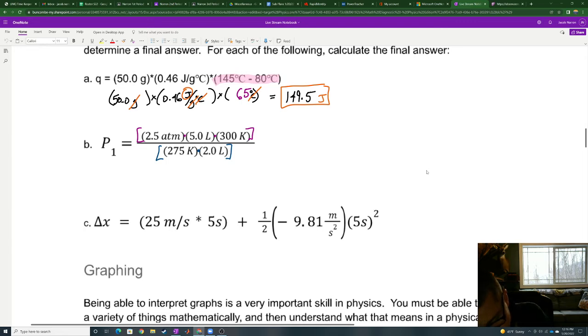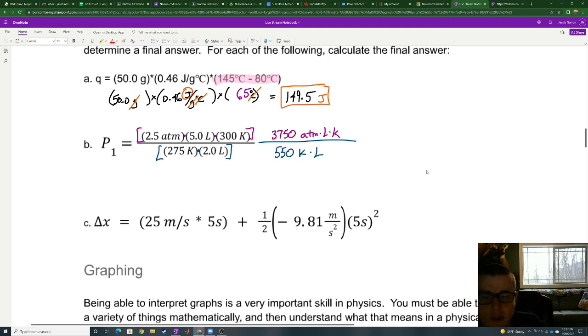And so in my numerator, I get 3750. And technically the units are this mess. Okay, there we go. So that's what I end up getting. In the denominator, I'm doing 275 times 2, right? And so I get 550. I maybe didn't need to type that in the calculator, but that's okay. So I get 550 K times L.